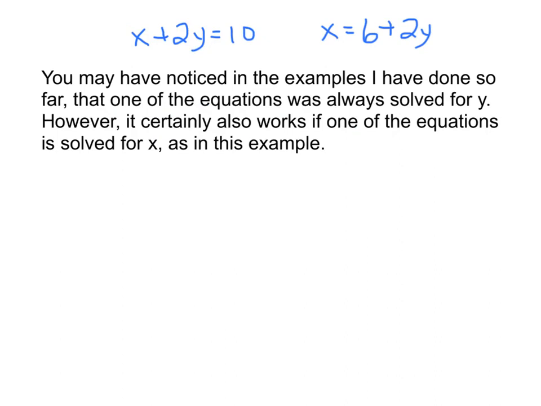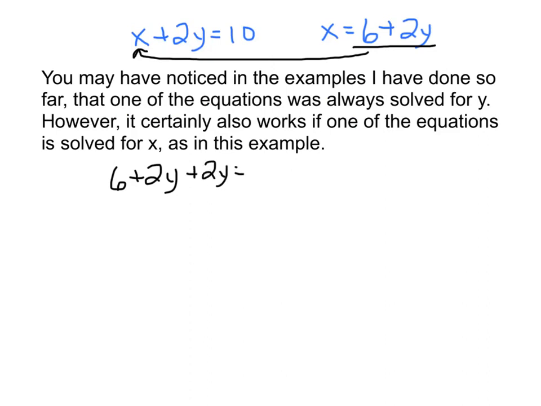You may have noticed in the examples I've done so far that one of the equations was always solved for y. However, it certainly also works if one of the equations is solved for x, as in this example. Notice that in the second equation I have x is equal to 6 plus 2y. So I'm going to come back to this equation and put 6 plus 2y in for the x and create my third equation. So now my third equation is 6 plus 2y plus 2y is equal to 10.